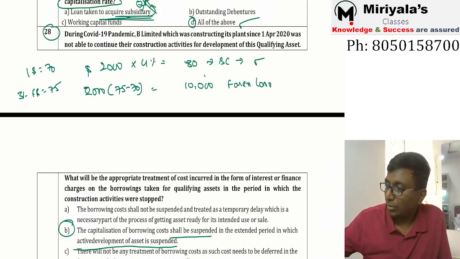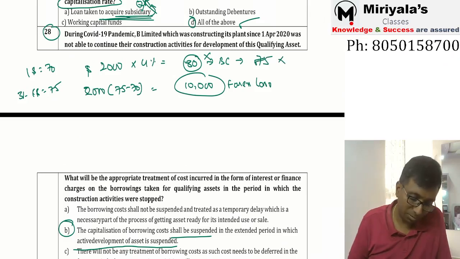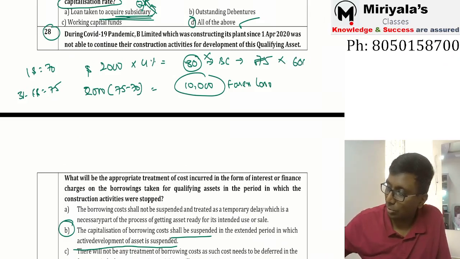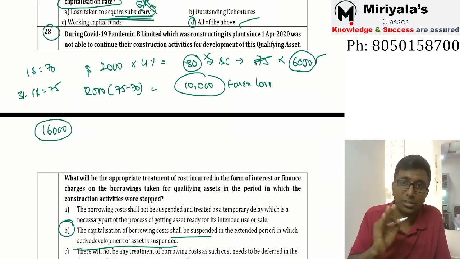What should I do with the forex loss? Again, this interest is 80 dollars, so I should multiply 80 into 75. I forgot to multiply. 80 into 75 is equal to 6,000 rupees, the borrowing cost in rupees. Now, what is the total loss to you? 6,000 plus 10,000 is 16,000 rupees, which is the total you have lost.